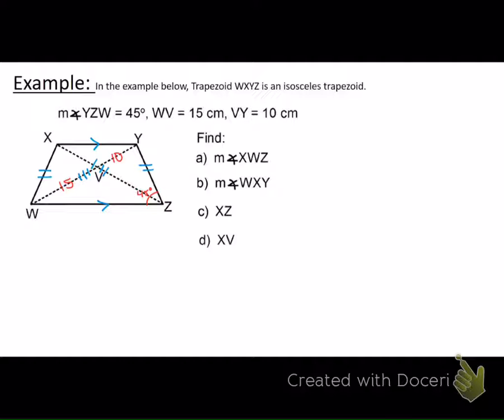So it says find the measure of XWZ. XWZ is this angle here. What do we know about base angles of an isosceles trapezoid? It is 45 degrees, but that's not what they always are. Base angles are congruent. So base angles of an isosceles trapezoid are congruent. So if that is 45 degrees, that means that this is also 45 degrees because base angles are congruent.